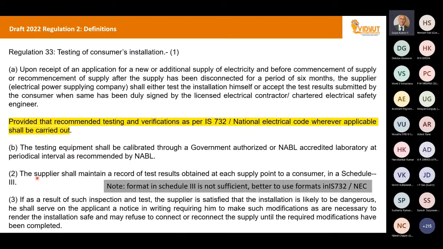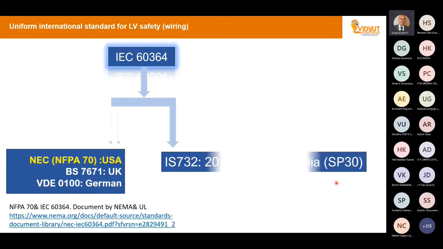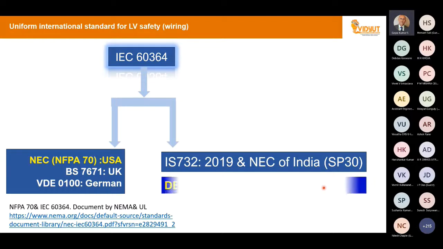Here, in the regulation, you see sub-regulation 2, supplier shall maintain a record of test result obtained in the schedule 3. Actually, here the schedule 3 is not enough for doing a safety audit because in IS 732 or the NEC, detailed formats are given. Probably if the regulation wrote formats as per IS 732/NEC instead of schedule 3, it would be better. What is this regulation, or what is this? How did IS 732 come into picture?